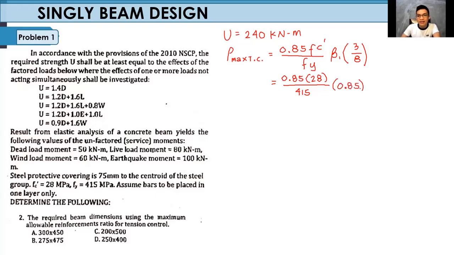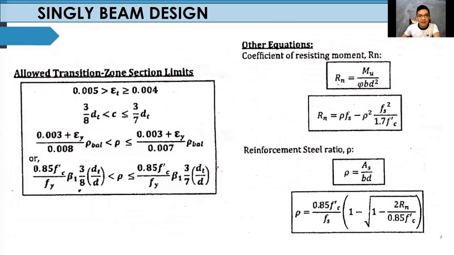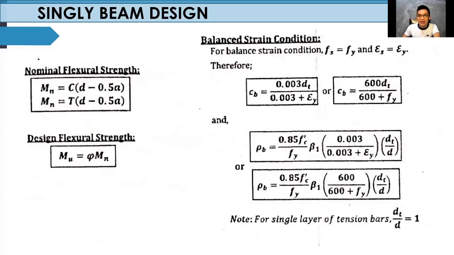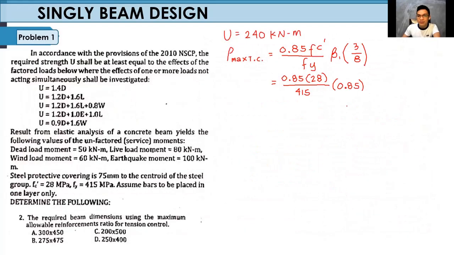Diba? So review natin yan na andoon sa itaas. If our Fc prime is equivalent to or less than 28 megapascal, we will be using beta which is 0.85. Yan. So therefore, if mas malaki siya, ito na yung gagamitin natin na formula in determining our beta. Okay? So tayo, 0.85 multiplied by 3 over 8.